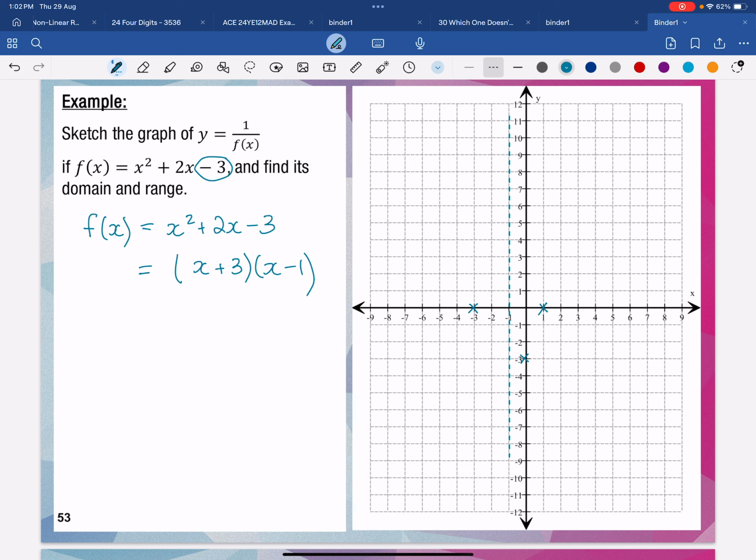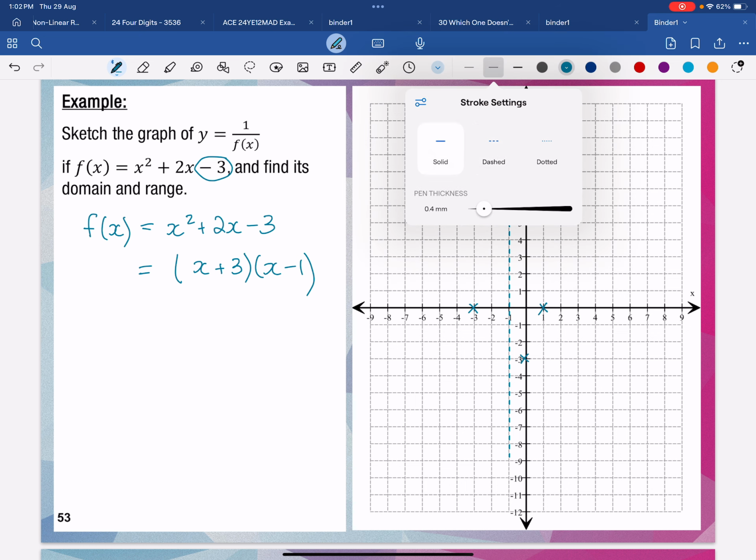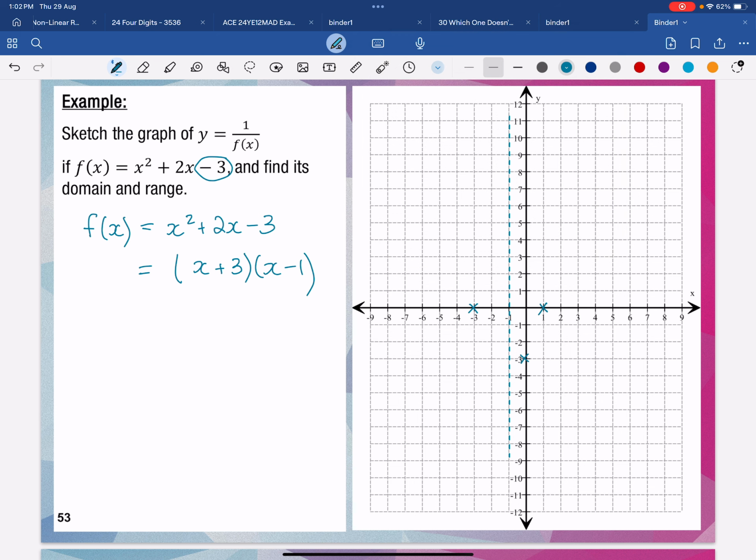So I'm going to use some of the properties of my parabola. So I've got an extra point because of that dashed line, which isn't part of drawing it, but it just helps me. So there's going to be a minimum turning point at x equals -1.